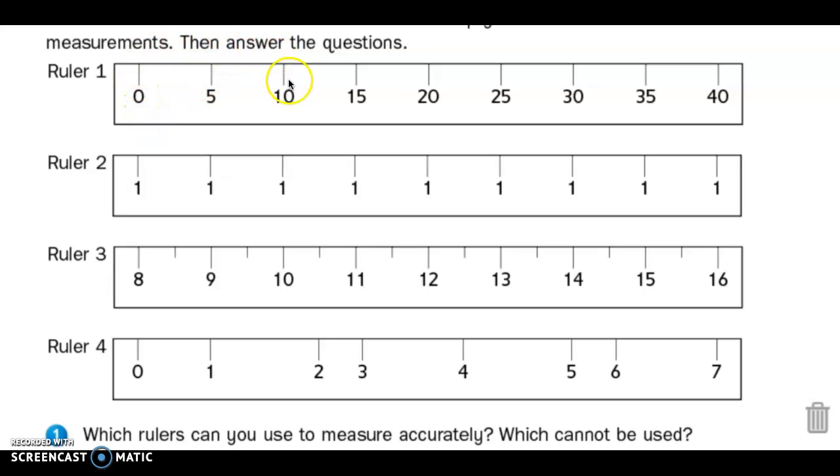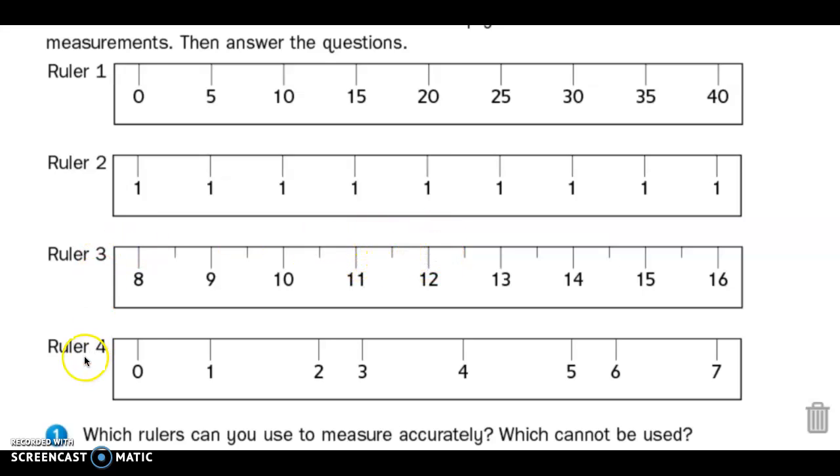0, 5, 10, 15, 20, 25, 30, 35, 40. What do you notice about their spacing? Okay. Ruler 2, 1, 1, 1, 1, 1, 1, 1, 1, 1. What do you notice about this ruler spacing? Ruler 3, 8, 9, 10, 11, 12, 13, 14, 15, 16. What do you notice about the spacing? I see smaller measurements that look like they're halfway between.